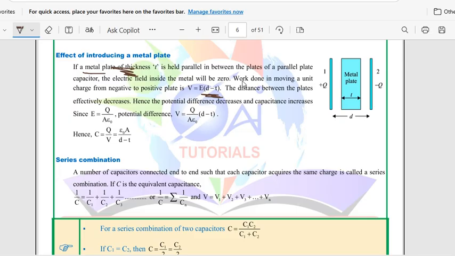The distance between the plates effectively goes on decreasing. Hence, the potential difference decreases and the capacitance increases, since E is equal to Q divided by A into epsilon naught, where the potential difference V is equal to Q divided by A into epsilon naught into D minus T. See, let me derive the derivation.